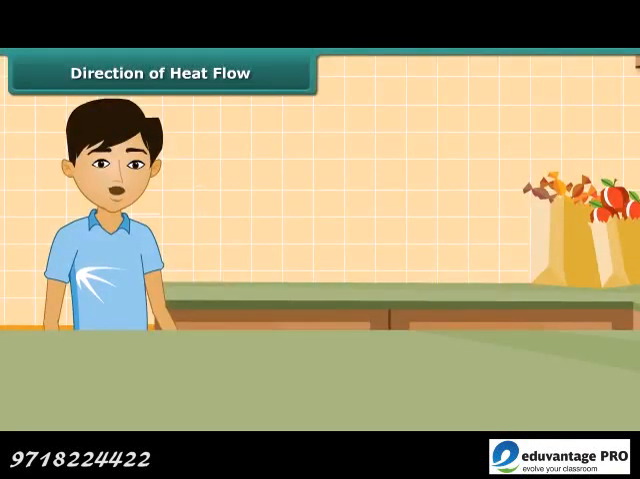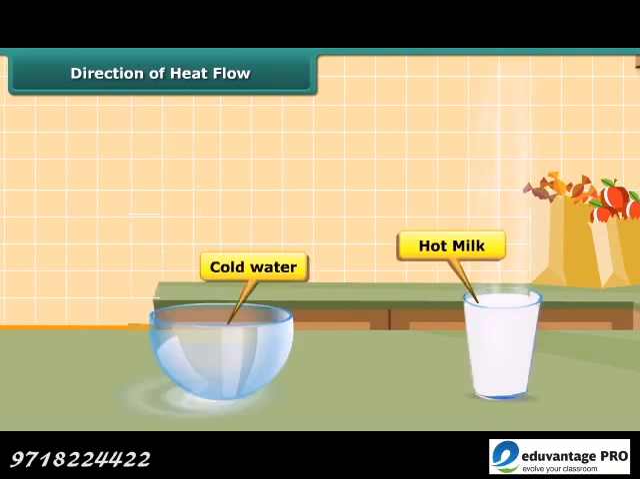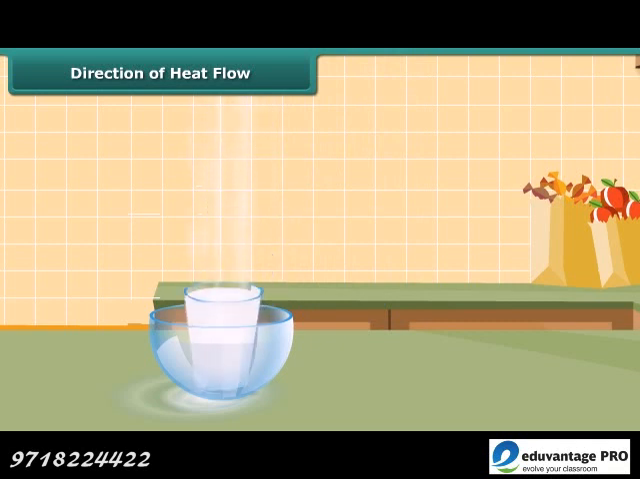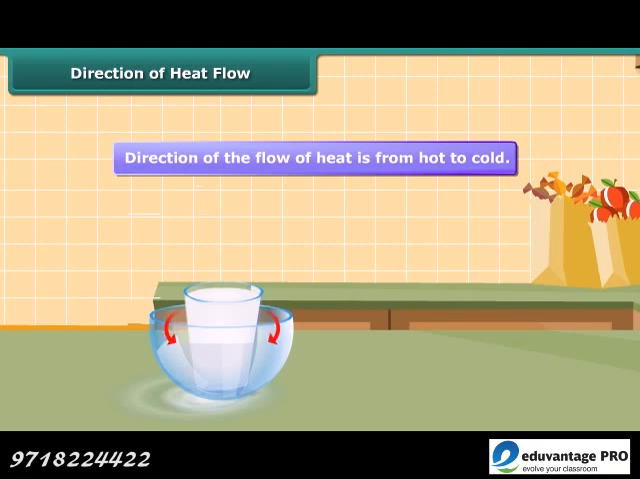Students, let us perform an activity to understand the concept of direction of heat flow. We place a glass of hot milk in a dish with cold water. After some time, milk gets cool and water gets warm. Both milk and water come to lie at the same temperature. Direction of the flow of heat is from hot to cold.